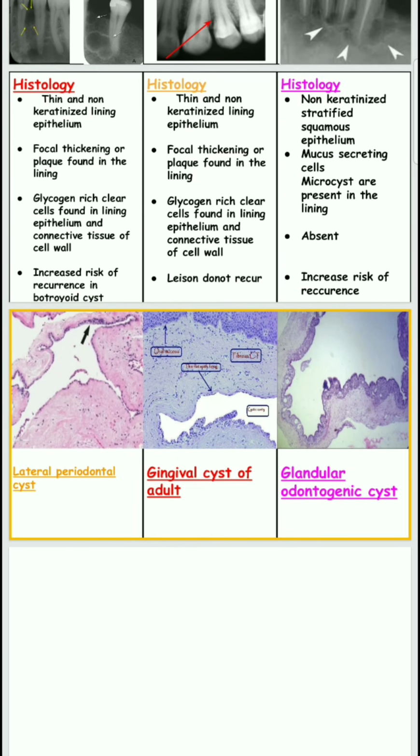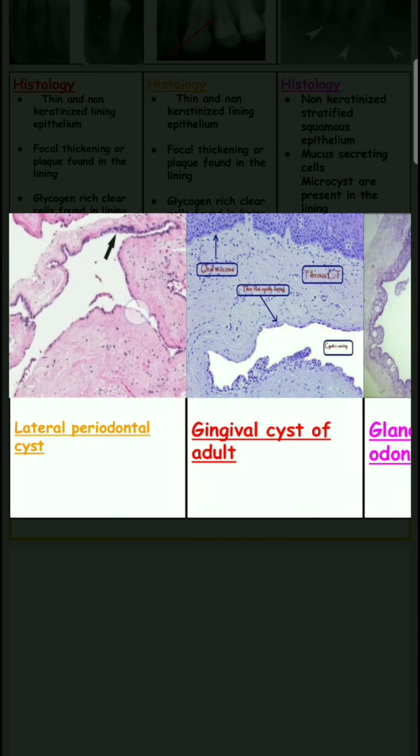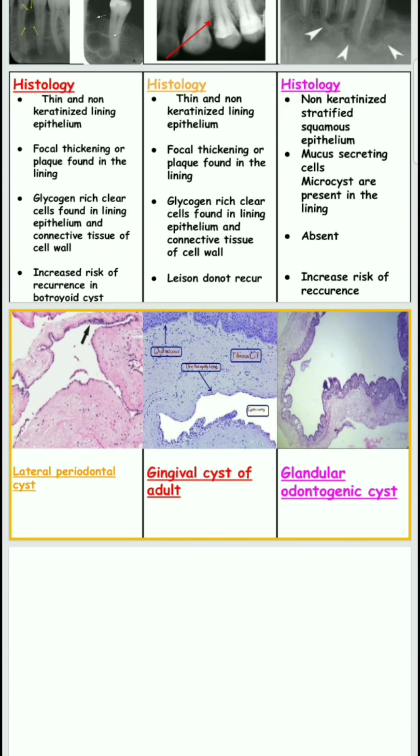The risk of recurrence is high in the botryoid cyst, that is the lateral periodontal cyst variety. At the same time, recurrent lesions do not occur in the gingival cyst of adult. And there is increased risk of recurrence in glandular odontogenic cyst. Recurrence means nothing but it happens again.